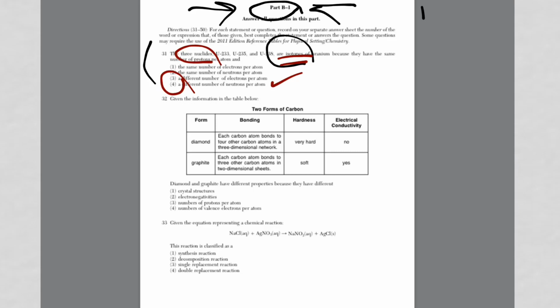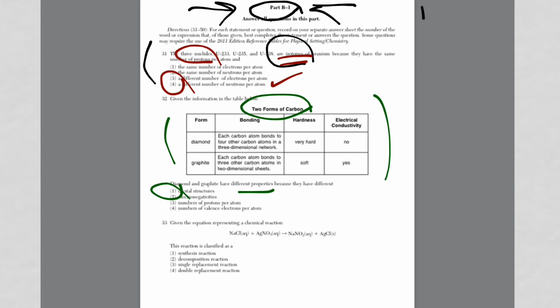Let's move to 32. Here we have a chart about diamond and graphite. You're dealing with two forms of carbon, meaning the bonding or arrangement of carbon atoms, and diamond and graphite have different properties, and the reason why they have different properties, real simple, different structures. They're both solids, so we call that crystal structures.